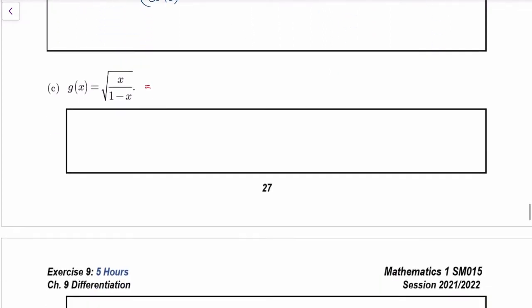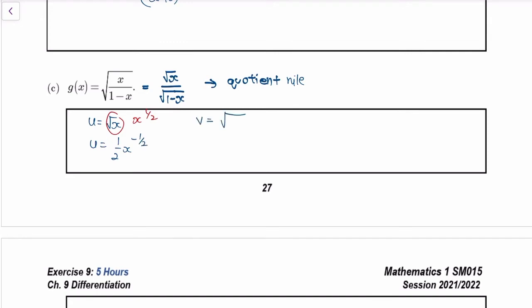Moving to question C, we have g(x) equals square root of x over square root of 1 minus x. So, pecahkan sqrt x, sqrt 1 minus x. Then, kita akan buat quotient rule. Okay, so u sqrt x, u prime adalah, okay, tukar dulu kepada x to the power of 1 over 2. So, 1 over 2 x to the negative 1 over 2.